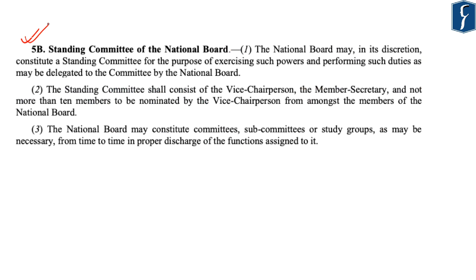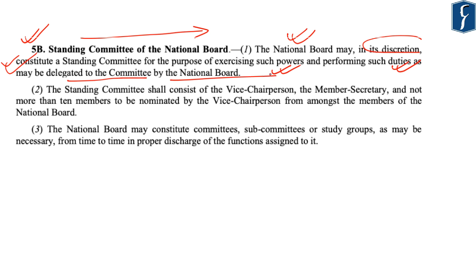Now Section 5B provides for the Standing Committee of the National Board as per the Wildlife Protection Act of 1972. It says that a national board may in its discretion constitute a standing committee to exercise such powers and perform such duties as may be delegated to the committee by the national board. So basically the standing committee is constituted by the national board and it performs such duties as are delegated by the National Board for Wildlife.